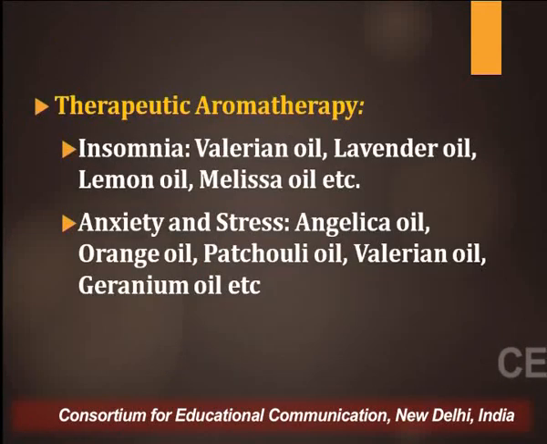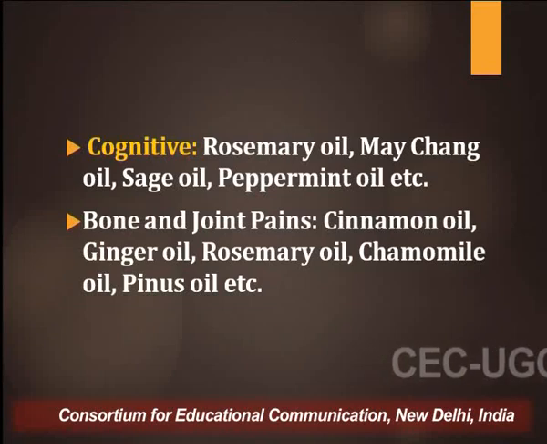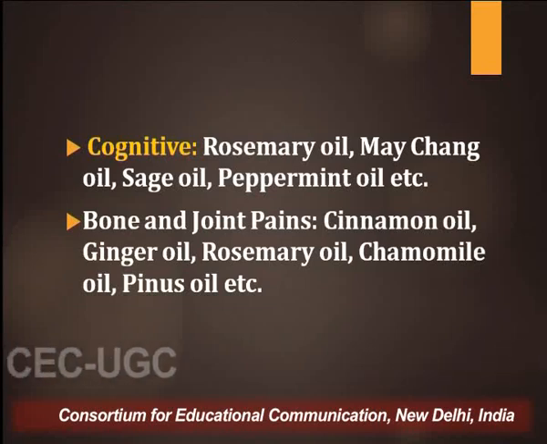And in therapeutic aromatherapy, as I told you, it is largely used to treat specific disorders like insomnia. We use valerian oil, lavender oil, lemon or Melissa oil. And to treat anxiety and stress, we use angelica oil, orange, patchouli, valerian and geranium oil. To treat cognitive disorders or to improve cognition, we use rosemary, mei-chang oil, sage oil or peppermint oil. And to treat the pains in bone and joints, we use cinnamon oil or ginger, rosemary or chamomile oil.